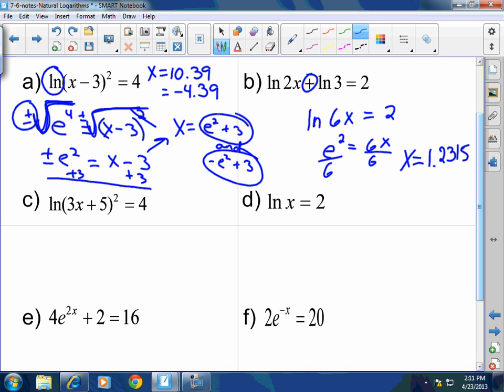I've got ln of (3x plus 5) squared equals 4. So e to the 4th power equals (3x plus 5) squared. Let's cancel out that square by taking a square root of both sides.